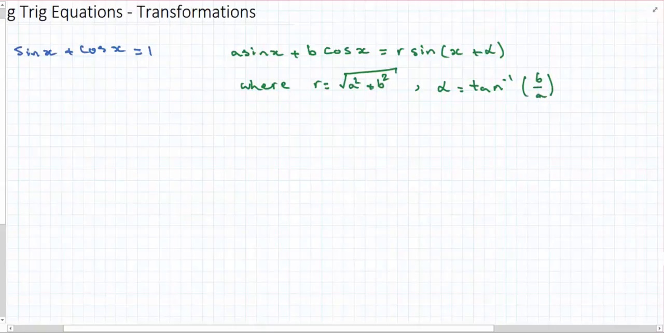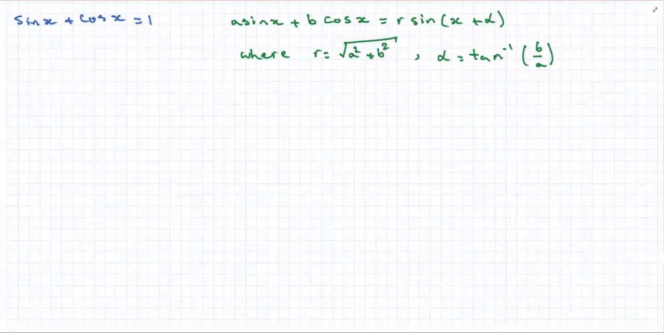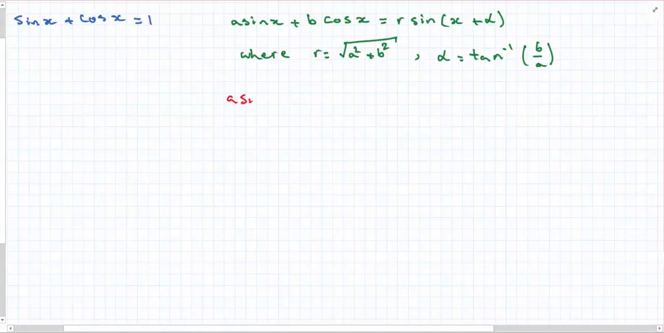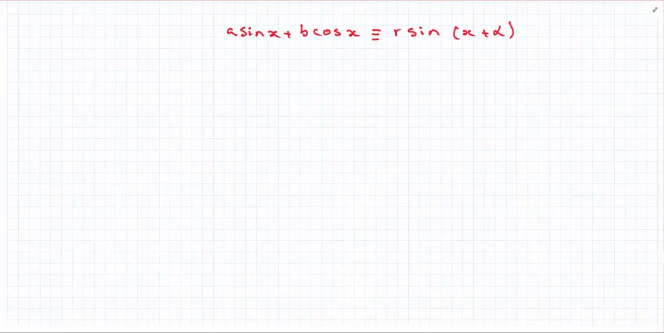Now you might be wondering, how is that possible? Where does this come from? So let's have a quick look and see if we can prove that this relationship works. Let's start with our first line. We have a sine x plus b cos x, and we are saying that that's an identity to r sine x plus alpha. So we're going to start with the identity, and if I can find a unique r and alpha that makes this identity true, then we're set.